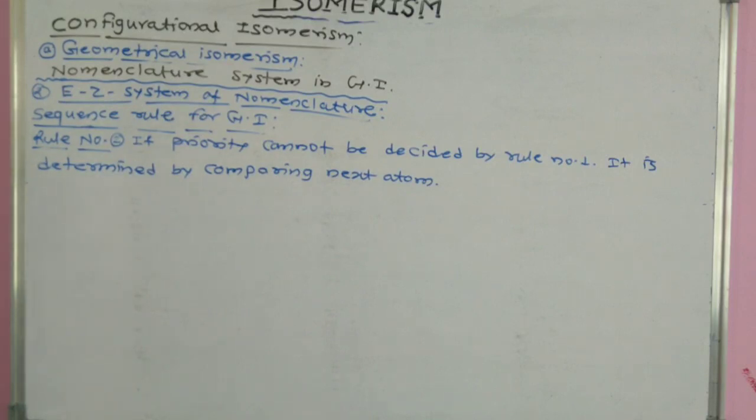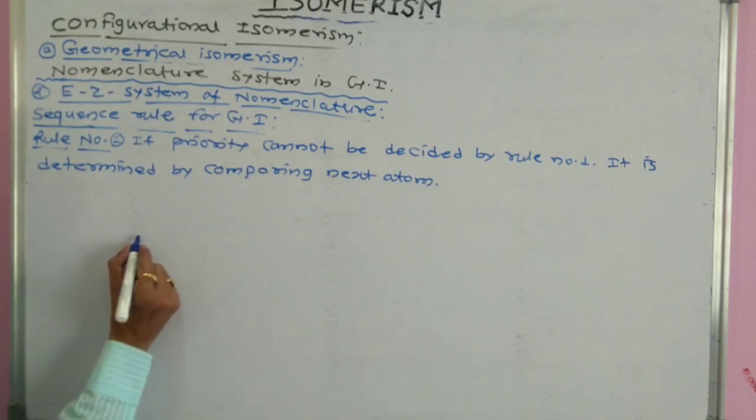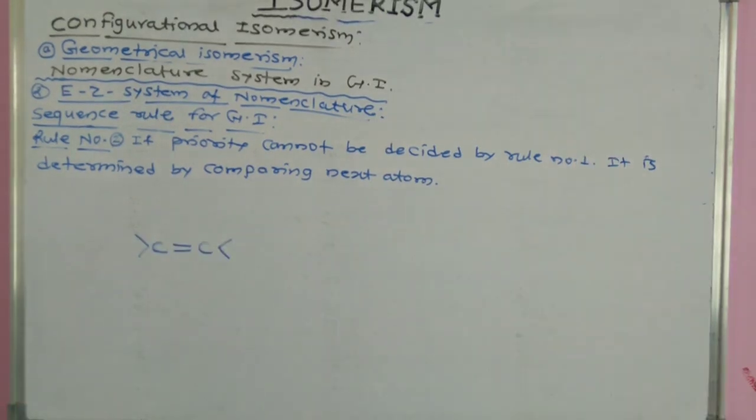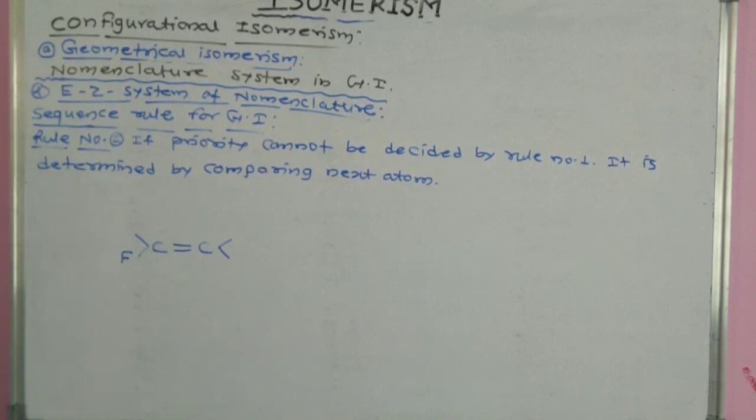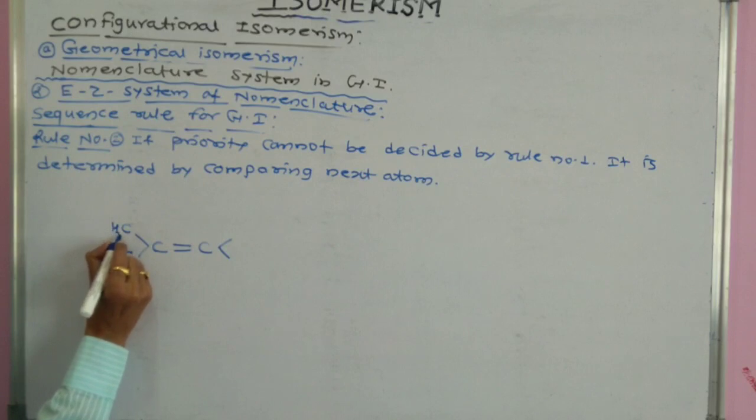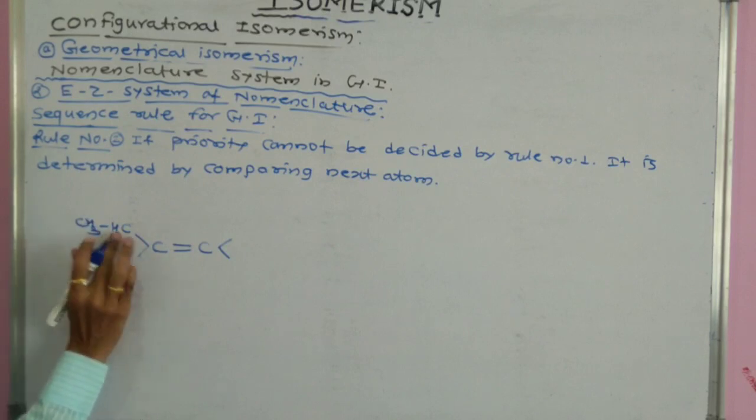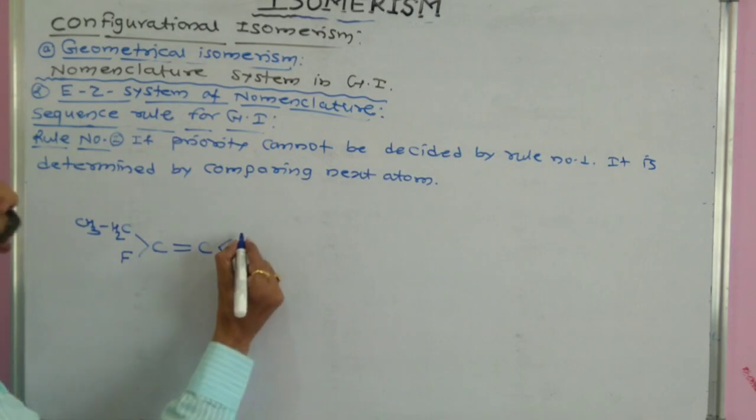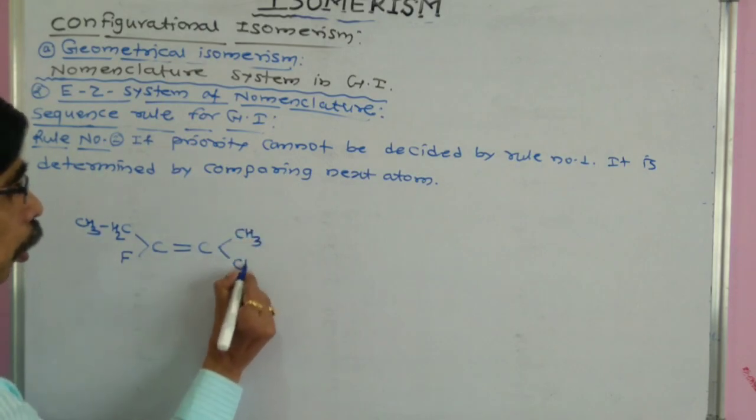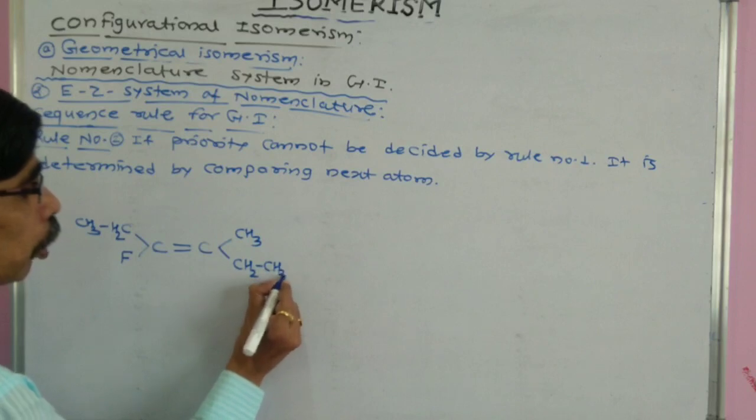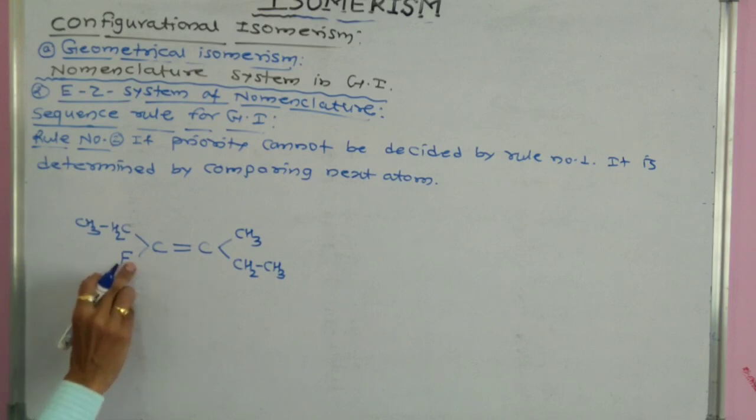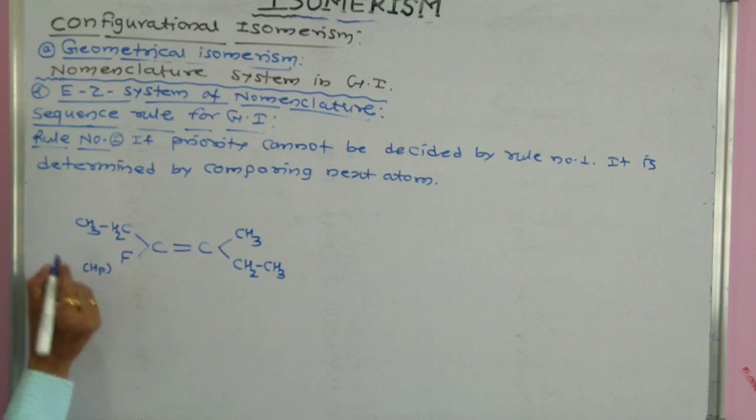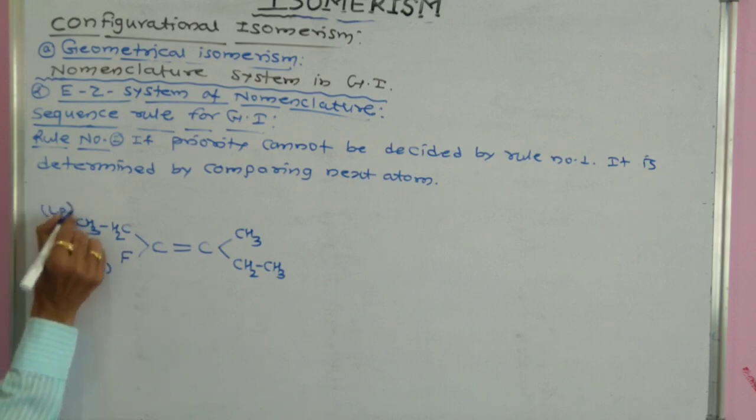So, for example, this F, this CH2CH3. Now this CH3, this CH2, this CH3. Now in this example, first atom is carbon and we have fluorine. Fluorine having atomic number 9 and carbon having 6. Therefore, this fluorine having the higher priority and this ethyl group having the lower priority.